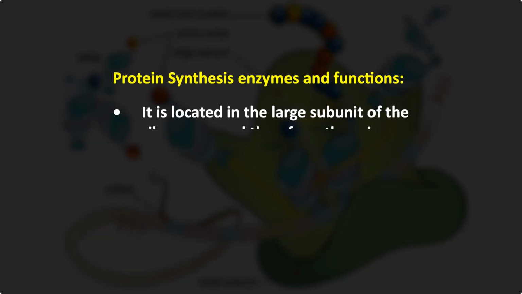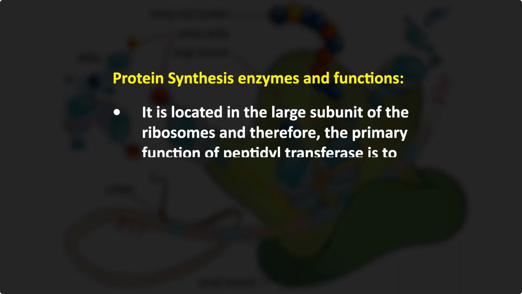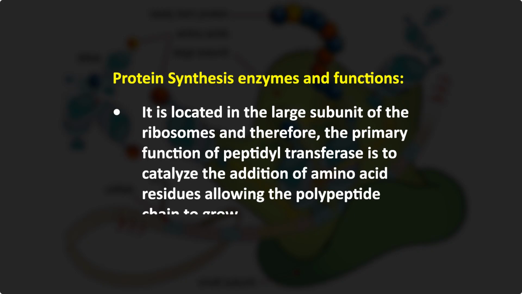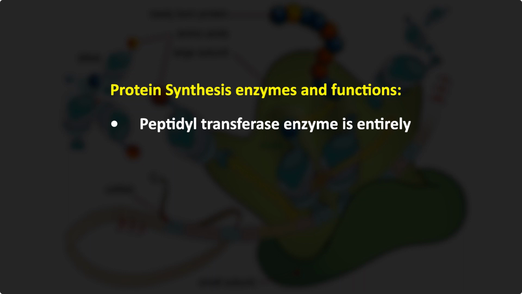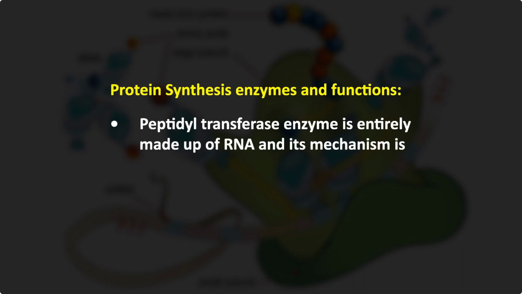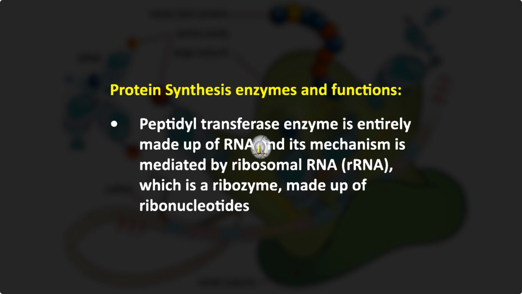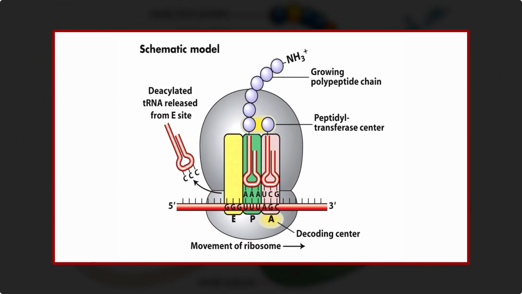It is located in the large subunit of the ribosomes, and therefore the primary function of peptidyl transferase is to catalyze the addition of amino acid residues, allowing the polypeptide chain to grow. The peptidyl transferase enzyme is entirely made up of RNA, and its mechanism is mediated by ribosomal RNA, which is a ribozyme made up of ribonucleotides. In prokaryotes, the 23S subunit contains the peptidyl transferase between the A site and P site of tRNA, while in eukaryotes it is found in the 28S subunit.